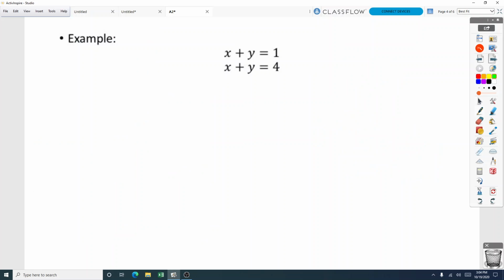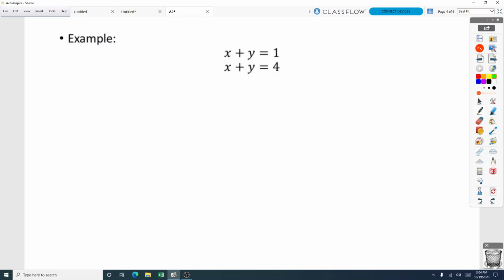Okay, let's look at another one. Let's look at this one right here. So I have x plus y equals 1 and x plus y equals 4. Okay? So when I look at this one, Pfeiffer, are my y's by themselves? No. Do they have something with them on the same side? They've got the x with them, right?